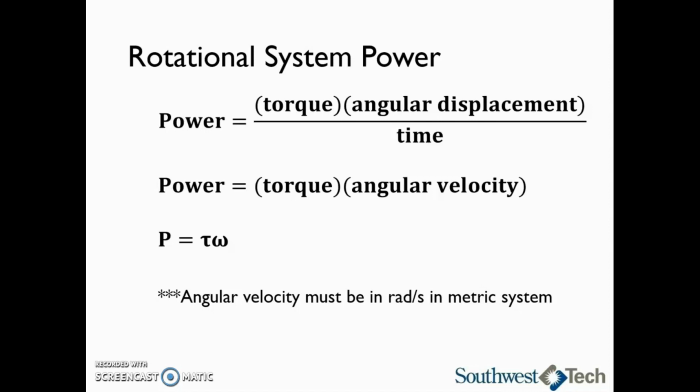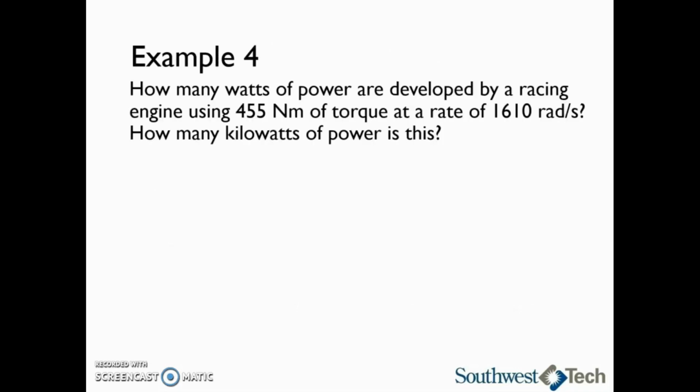We will take a look at rotational power in the English system later, as there are a few differences in the equation to make the units work out. Let's take a look at an example rotational power calculation in the metric system. How many watts of power are developed by a racing engine using 455 Newton meters of torque at a rate of 1,610 radians per second? How many kilowatts of power is this?